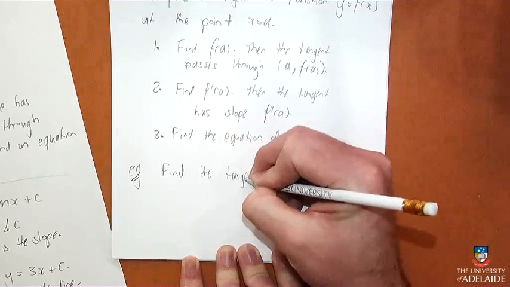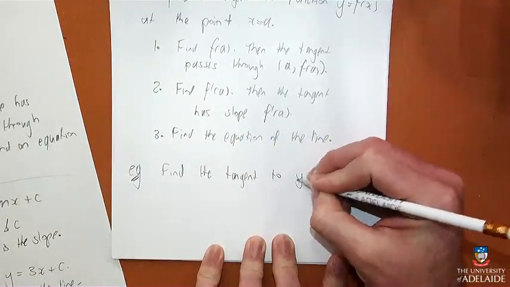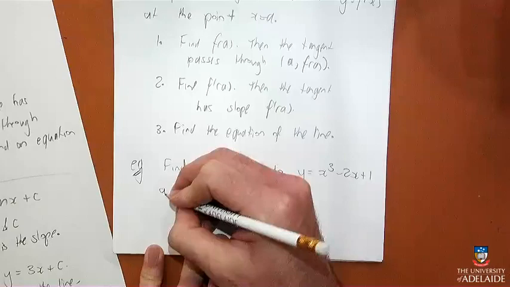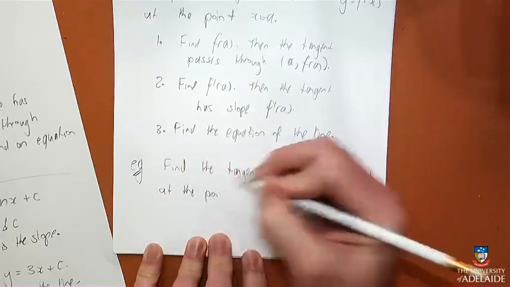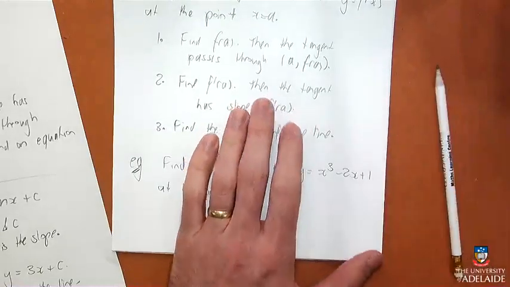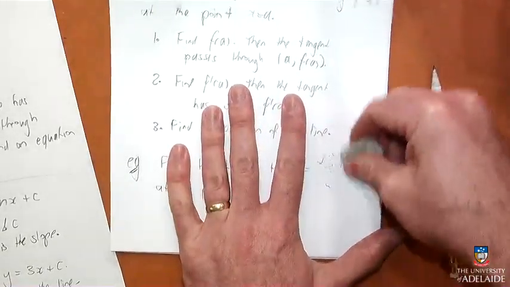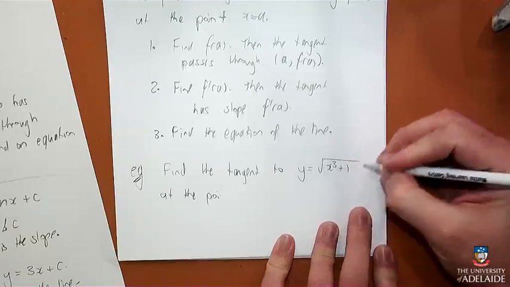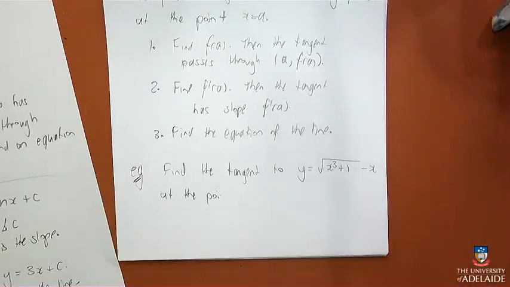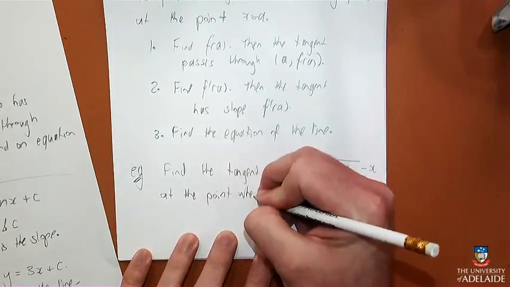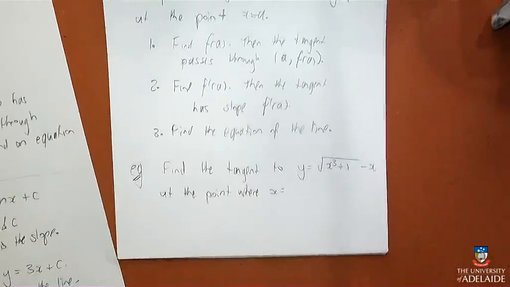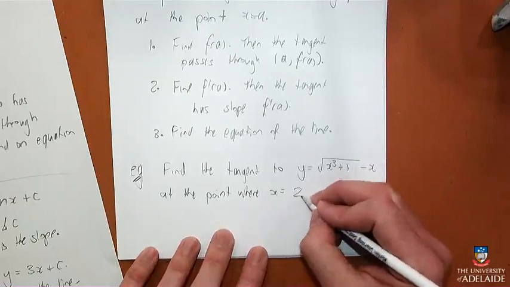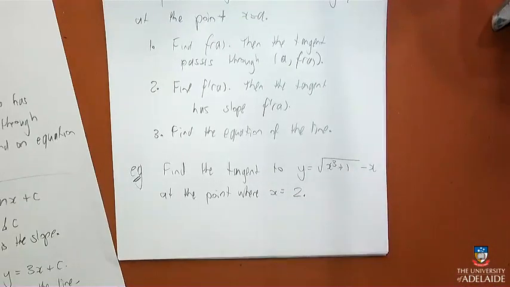Find the tangent to y equals x cubed minus 2x plus 1. Actually, let me make it a bit more complicated than that. I reckon we can do complicated derivatives. So: y equals the square root of x cubed plus 1, minus x, at the point where x is equal to 2. All right. So let's see what happens.